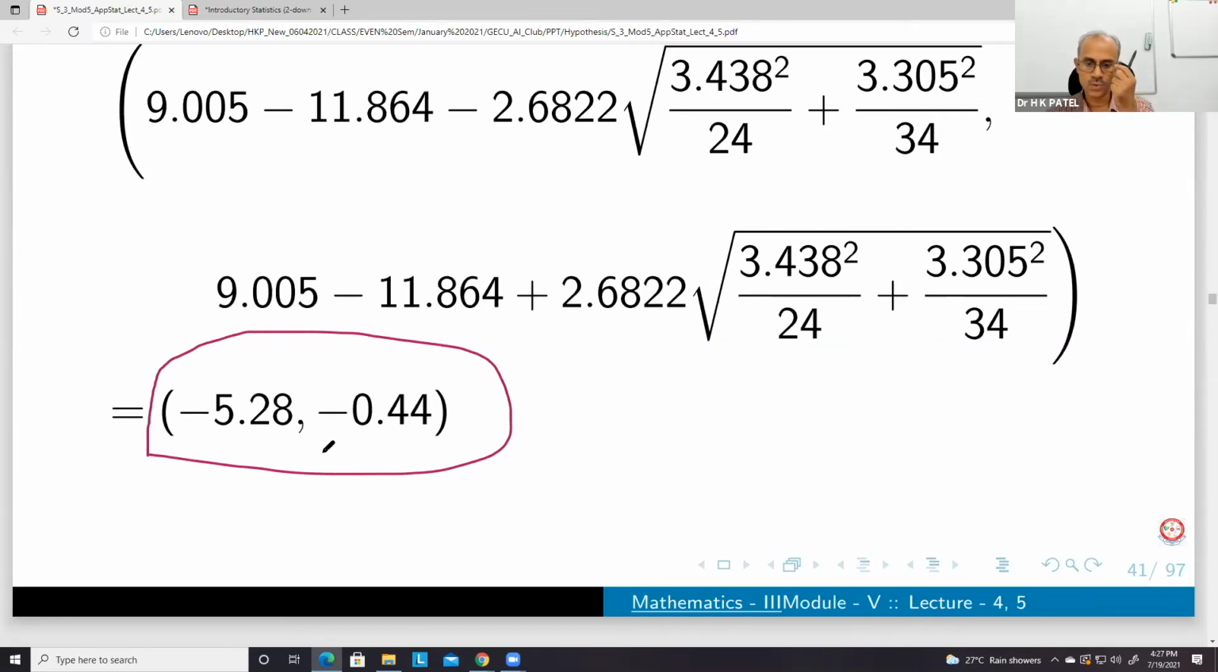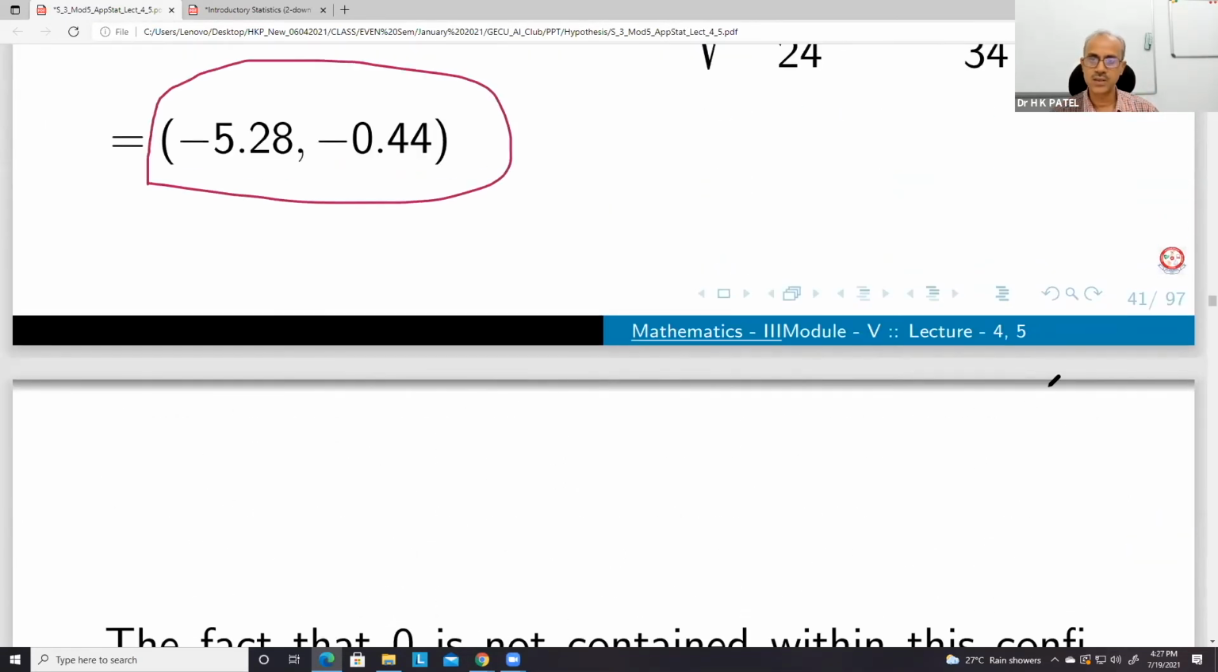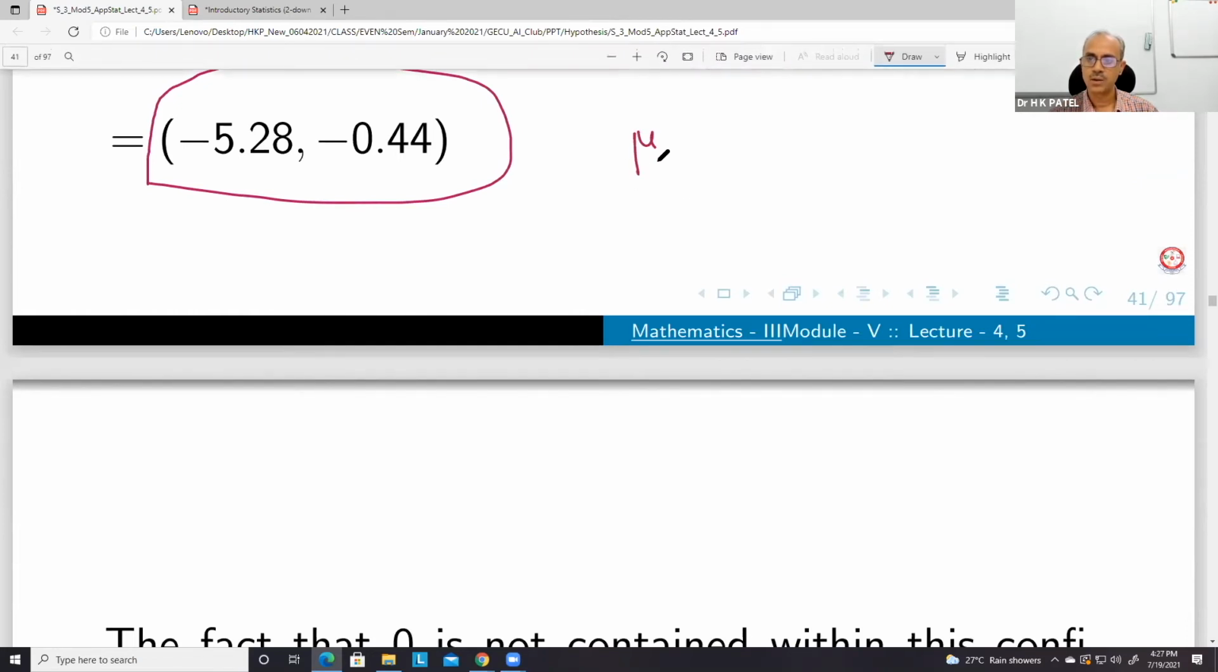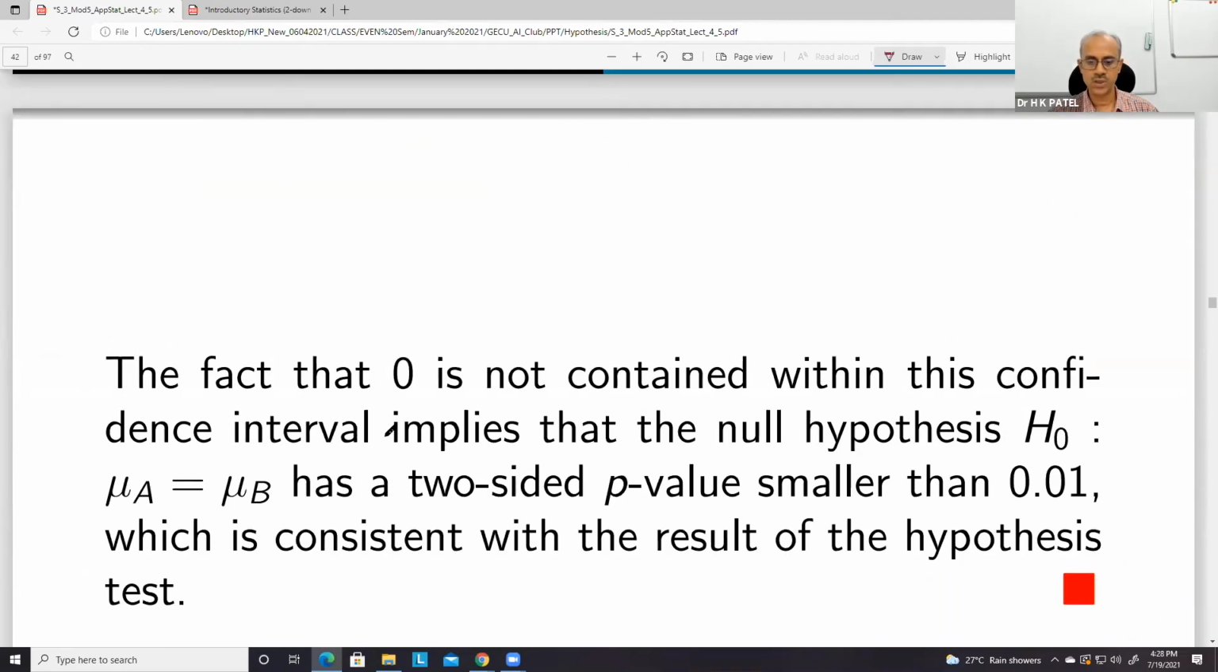Now what we have to check here? 0. 0 is in fact the difference between the two means. Our null hypothesis is mu1 is equal to mu2, and therefore the difference is 0. So we want to check whether 0 lies here or not. You can see that both the numbers are negative, and therefore 0 doesn't lie there. And so from this confidence interval also, the null hypothesis is rejected. Okay. So from both the approaches, you can say that we have rejected the null hypothesis. All right.